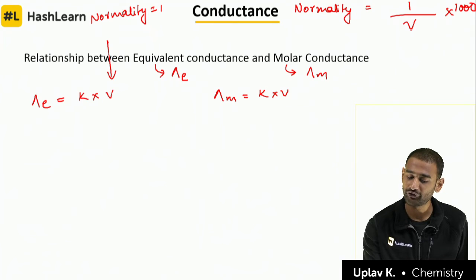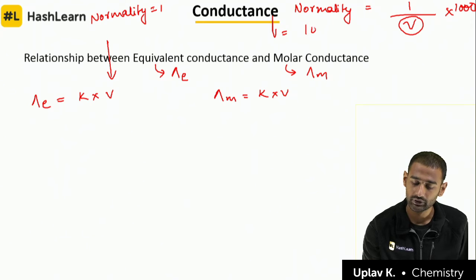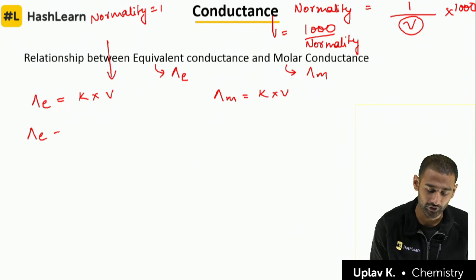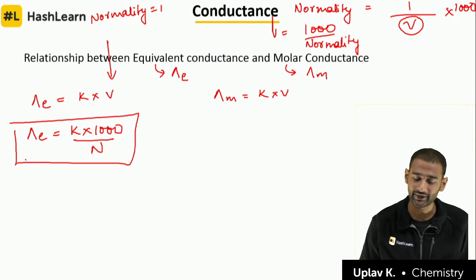Now if I want to find the value of V, what will it be? V will be equal to 1000 by normality. So can I use that here? I can write this as equal to K into 1000 by N. So this is another expression for the equivalent conductance.